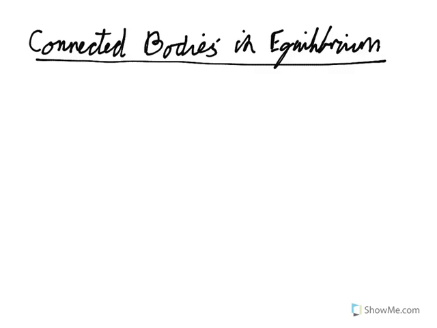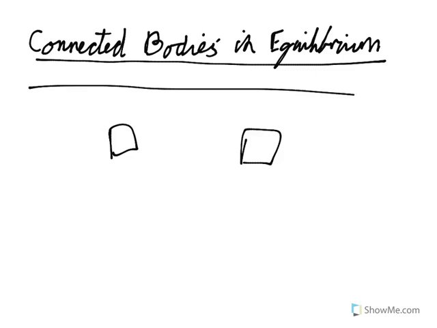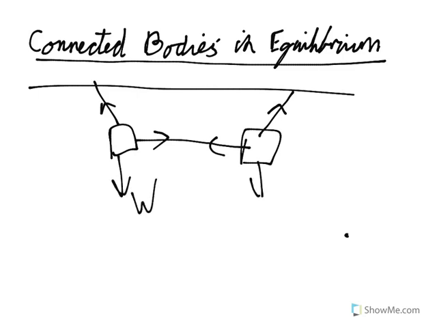Okay, today's topic, connected bodies in equilibrium. So basically we write out a couple of things like so, attached by some cords there, and then they're attached themselves. So we've got tensions in strings, and we've got weight forces that are acting that we need to look at.